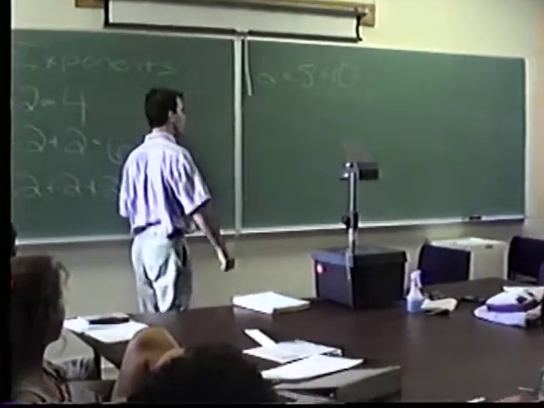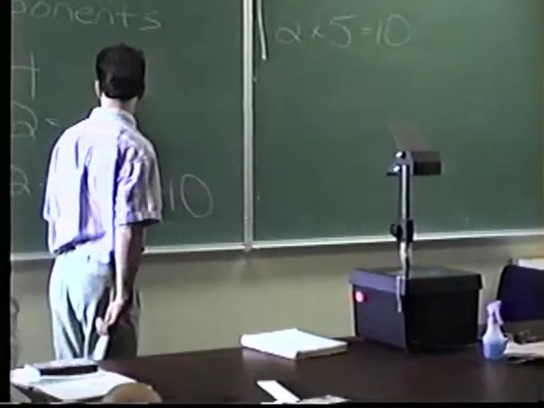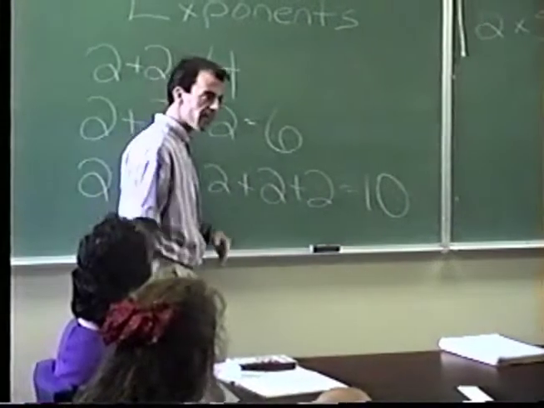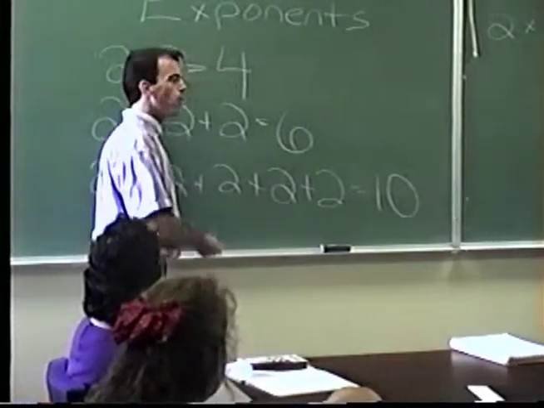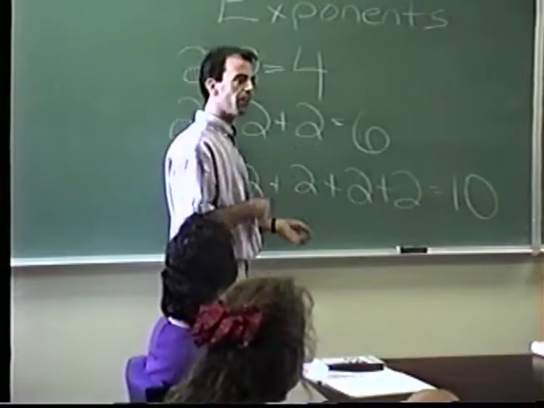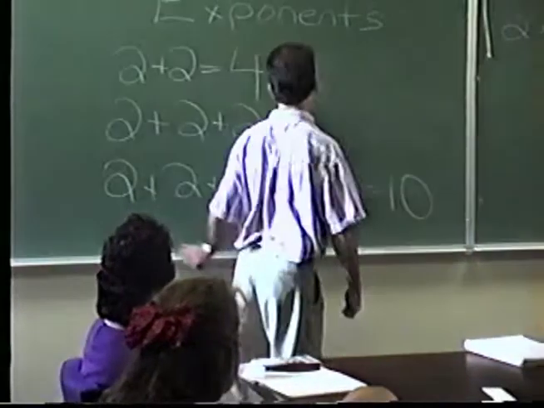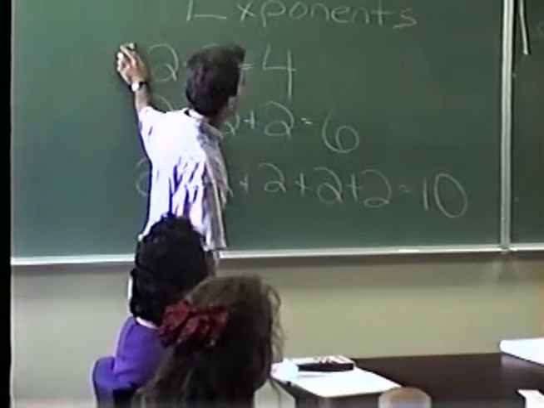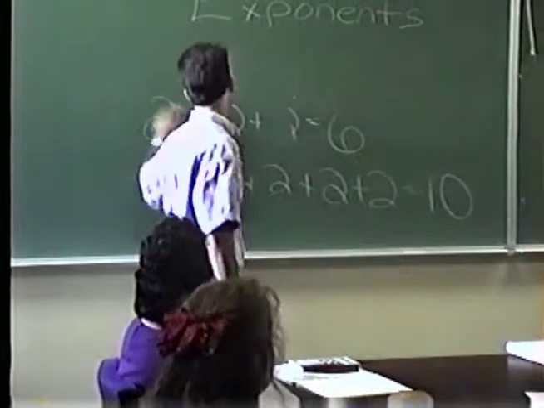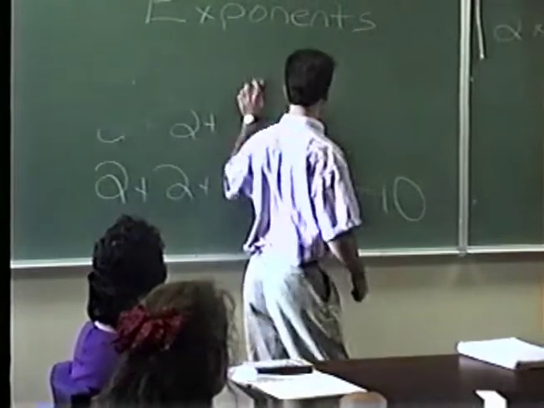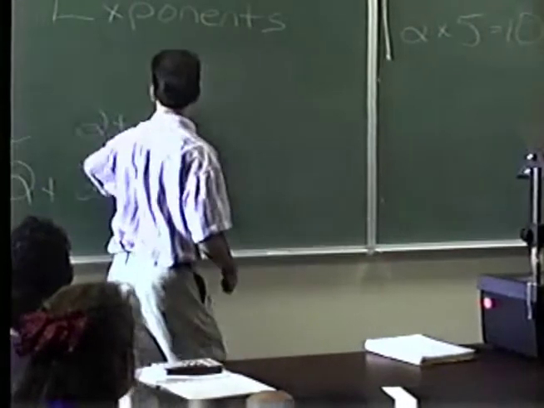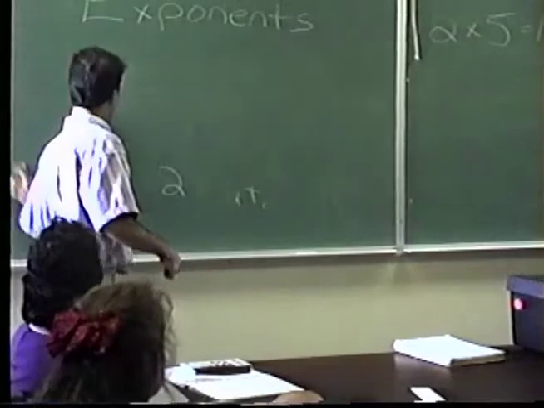We can do the same thing with, if I added up 5 3's, we could say 5 times 3. Well, multiplication is kind of a short way of writing long addition problems. We have the same sort of thing for multiplication. And that's what we're learning today. It's called exponents. And exponents, well, we'll start like this.